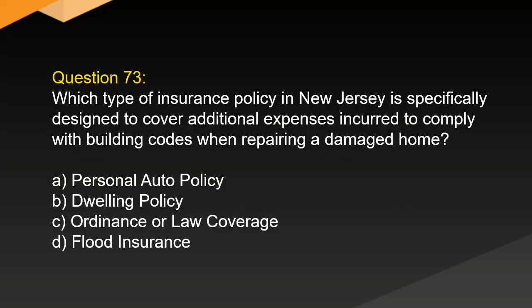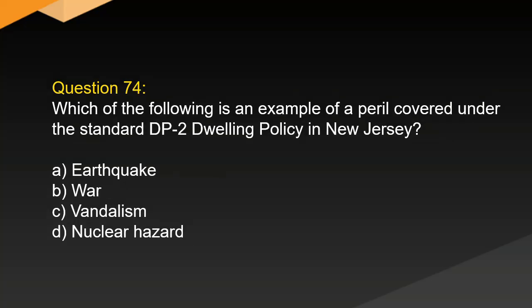Question 73. Which type of insurance policy in New Jersey is specifically designed to cover additional expenses incurred to comply with building codes when repairing a damaged home? A. Personal auto policy. B. Dwelling policy. C. Ordinance or law coverage. D. Flood insurance.